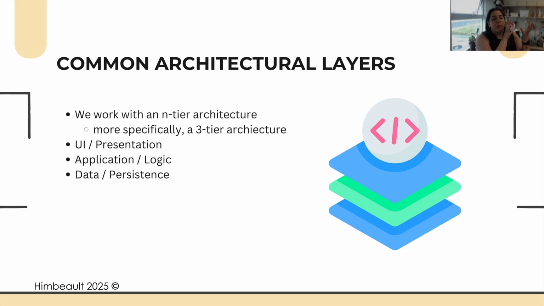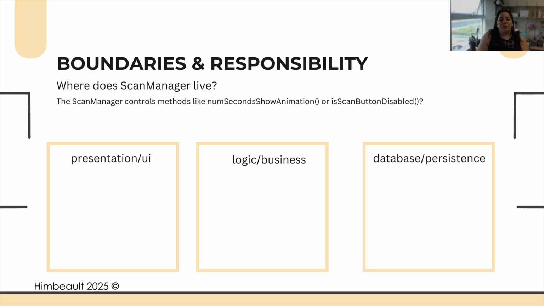We have the UI or presentation layer, the application or logic layer, and then our data or persistence layer. And again, as our project grows, we will find that these layers expand. We may end up with extra layers, but this is our starting place and where we all want to start with our projects. So let's start by talking about the boundaries and responsibilities of each of these different layers.